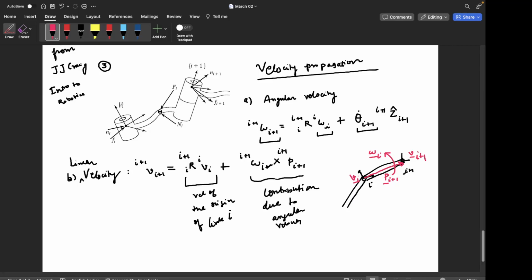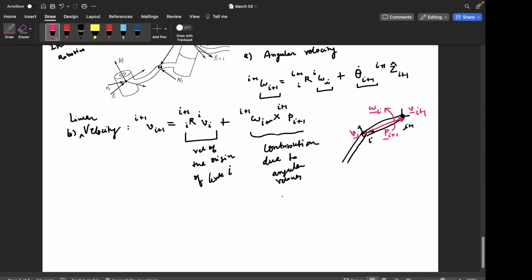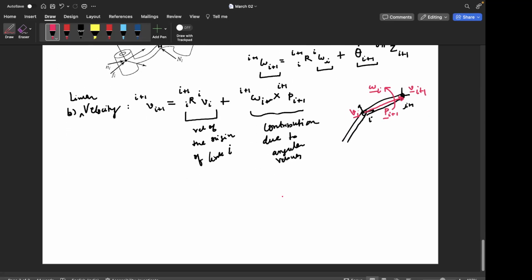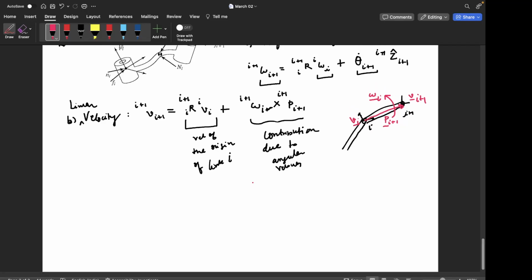Okay, so till now we have seen up till here. Today we'll also write equations for accelerations, because in order to work with dynamics and forces and torques, we have to also consider accelerations. So we'll need to see how linear acceleration and angular acceleration are computed for these manipulators.